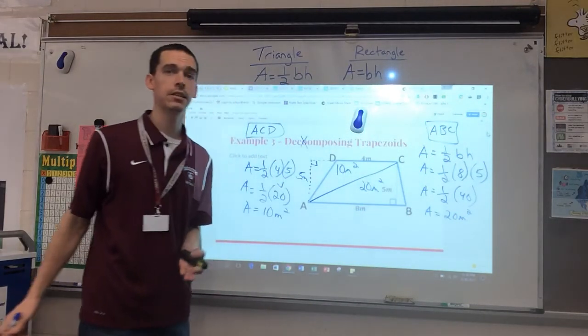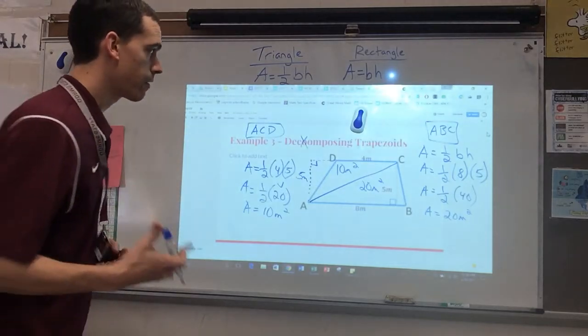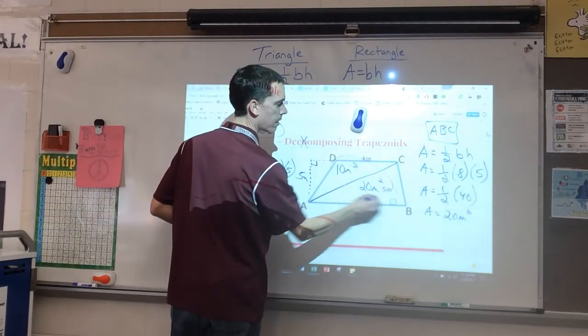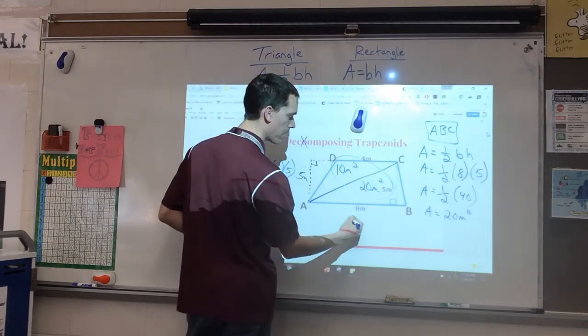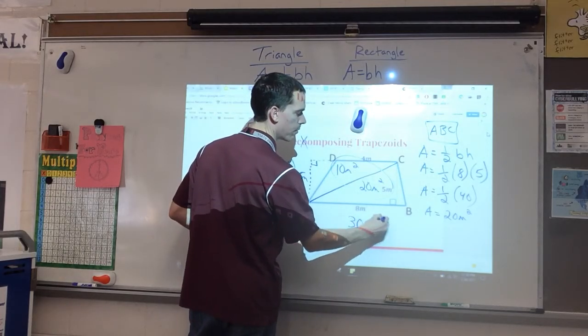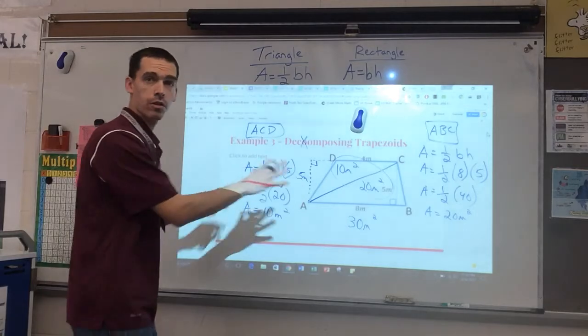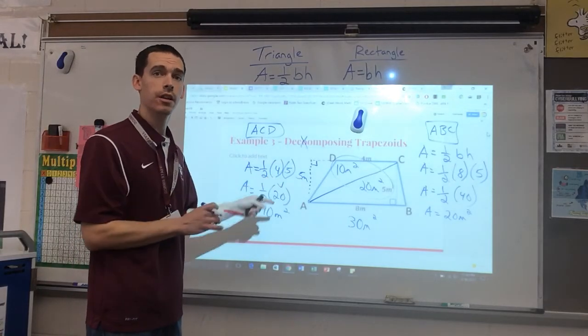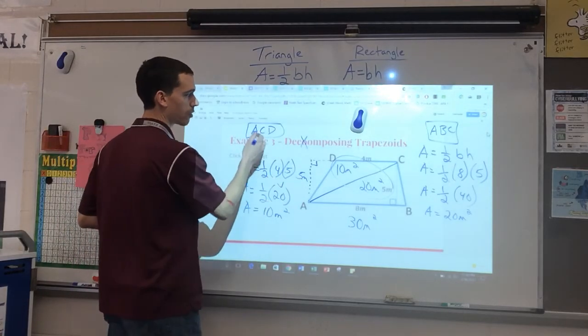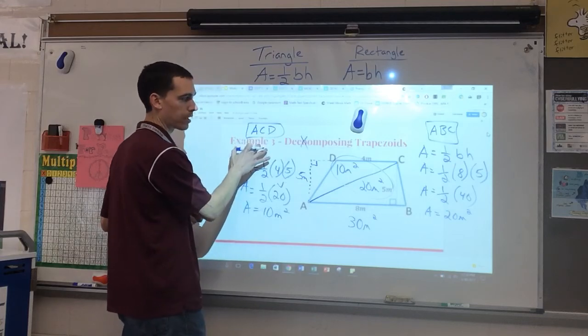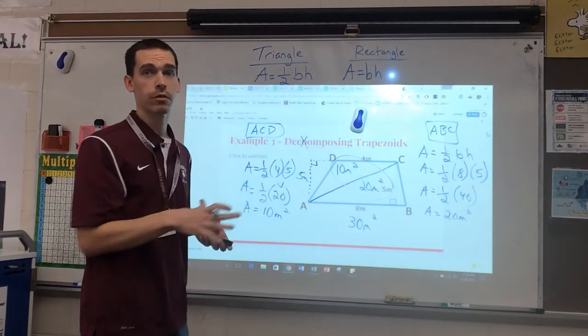Okay, so what is the area of the whole thing put together? We add these together, 10 and 20 make 30 meters squared. So, have that down for there. I know it looks a little messy here, but pause it, take a look, see what we're talking about. Triangle ABC versus triangle ACD. And we'll keep practicing with that as we go on.